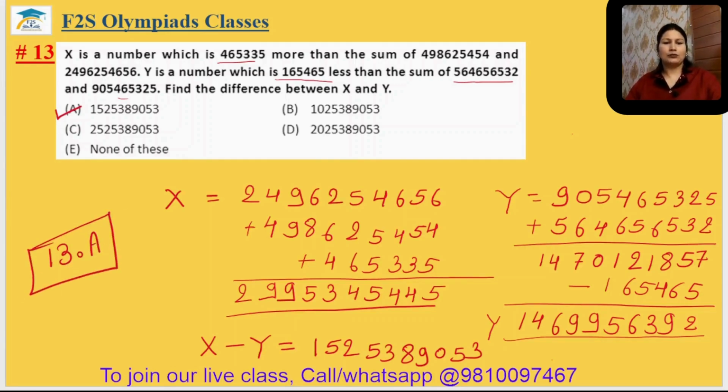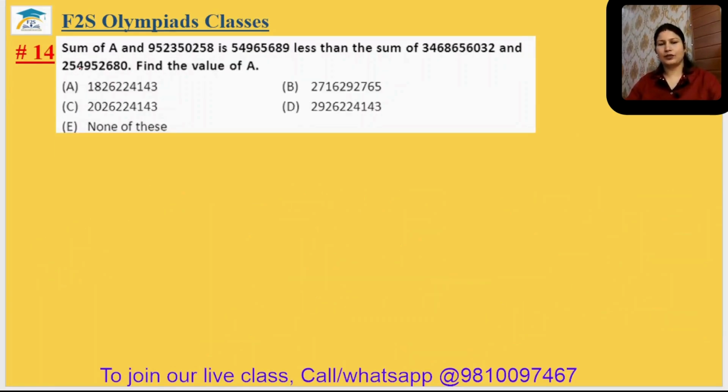Okay. Come to question number 14. Sum of A and this is this less than the sum of this and this. To find the value of A. So A plus this is this number less than the sum of these two. So first we have to find the sum of these two numbers. What will the sum of these two numbers be? First I am noting the number 3468656032.